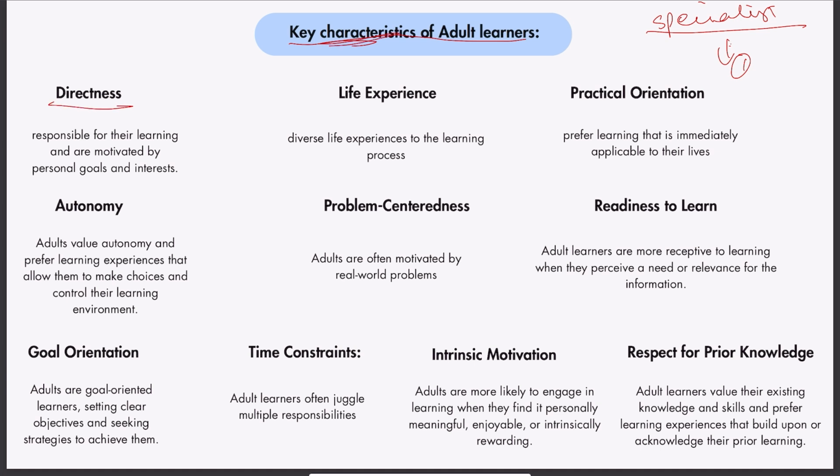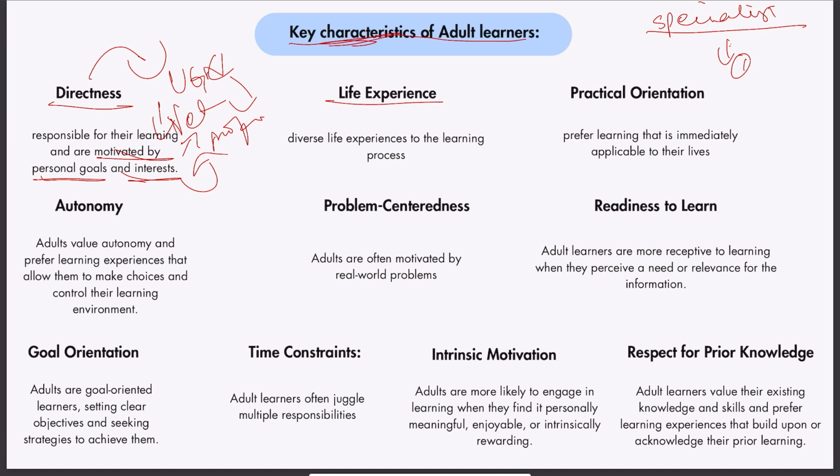First is directness, responsible for their own learning and are motivated by personal goals and interest. All of you here are studying for UGC NET. You have your own goals, you have your own interests, and you know that you want to clear this in order to become a professor. So, you know where you're directly applying it. Next, life experience. We have diverse life experience by the time we're adult learners. So we tend to integrate that into our learning process. Next, practical orientation.